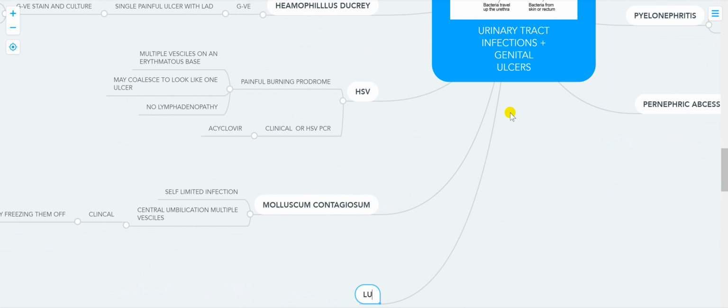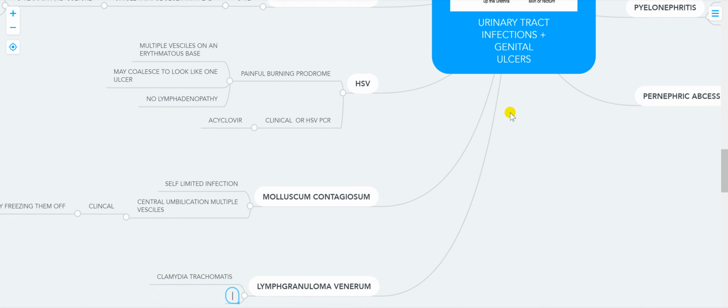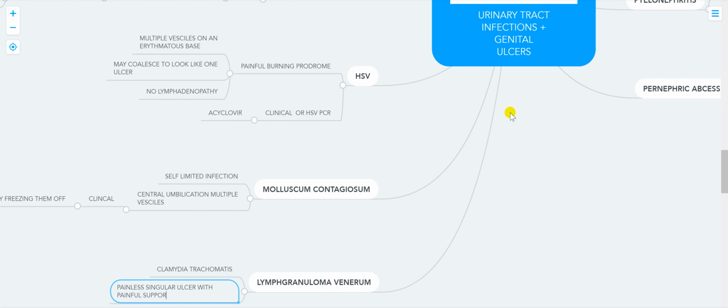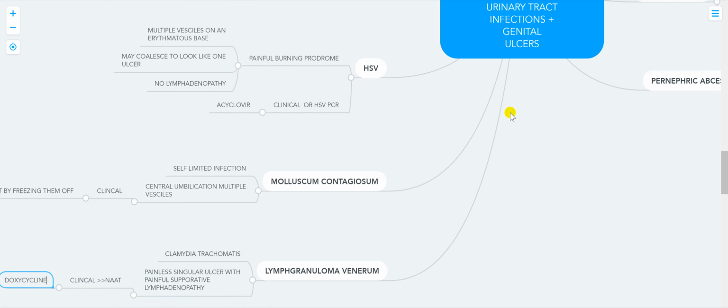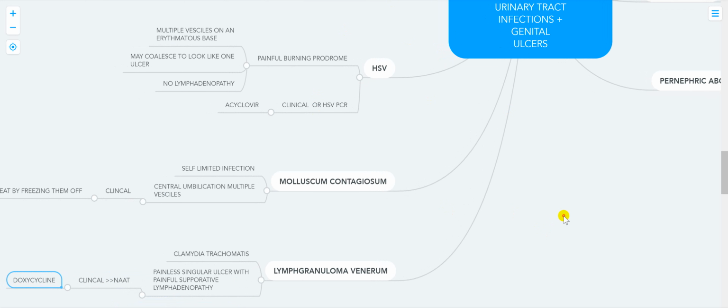How about lymphogranuloma venereum? This is usually caused by Chlamydia trachomatis. The way it presents is with a painless single ulcer with painful suppurative lymphadenopathy. Usual diagnosis is clinical, or you can do a nucleic acid amplification test if needed, and then you treat it with doxycycline. And that's it, genital ulcers.